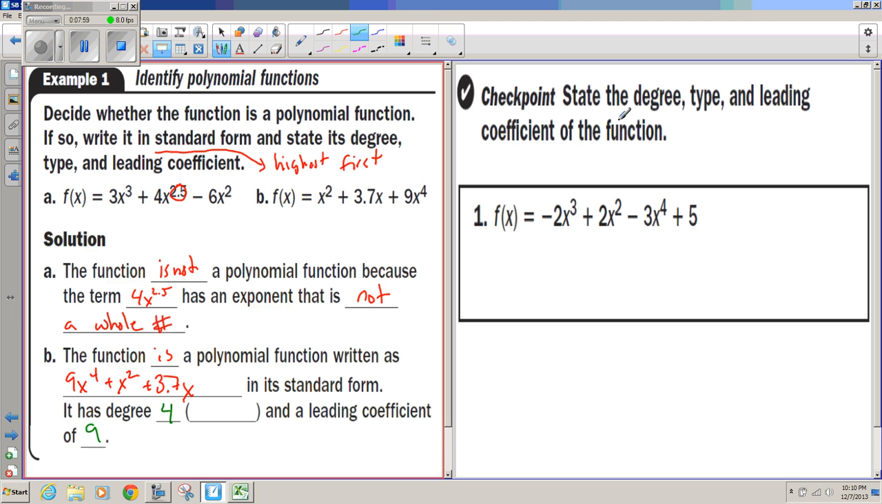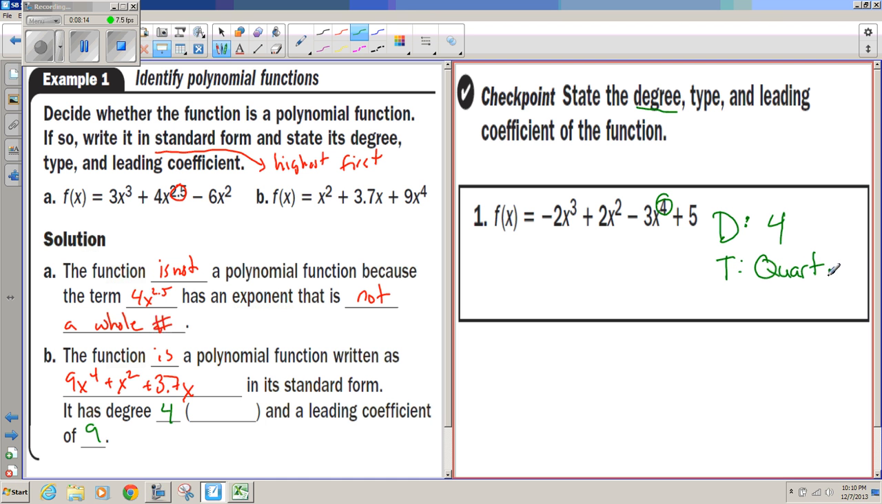Taking a look at this one, we state the degree. Degree is the highest exponent, therefore it is 4. The type, a 4th degree means a quartic. And then the leading coefficient is the number in front of the degree term, -3. And all that information will be useful a little later.